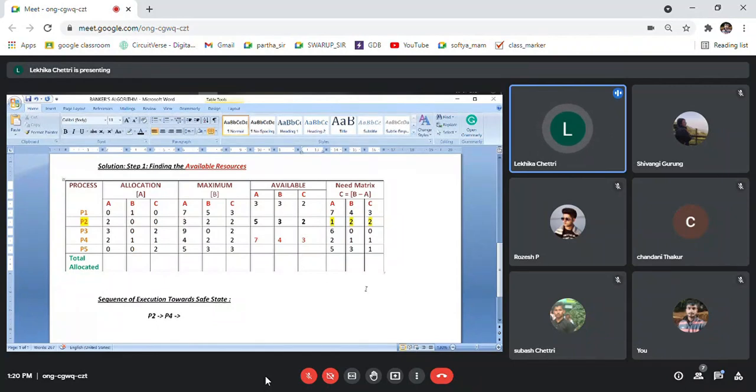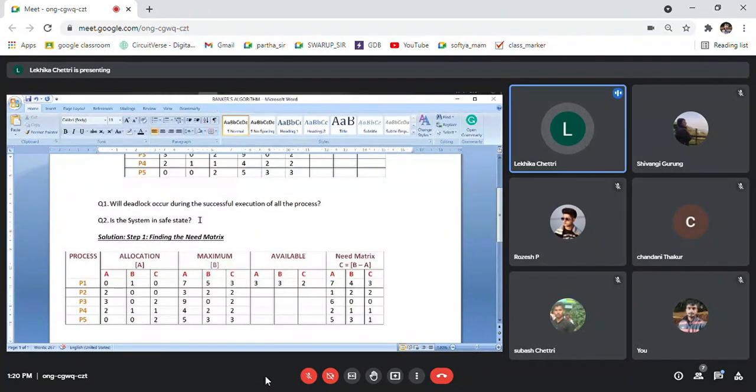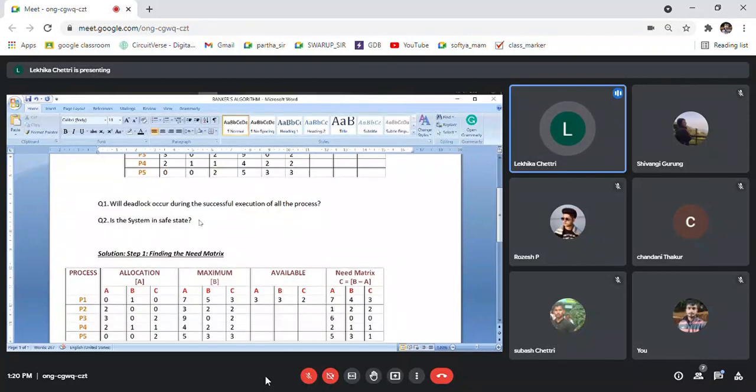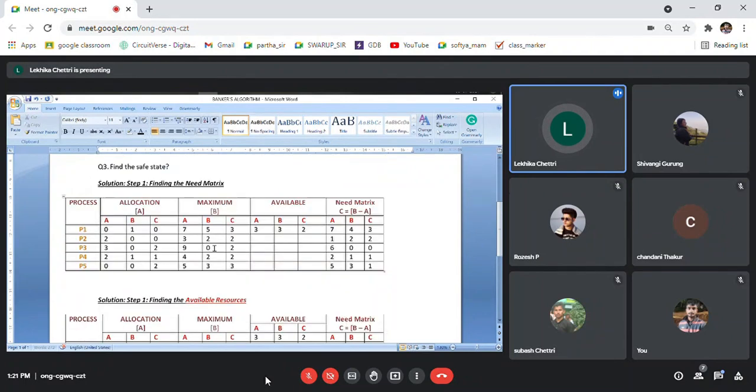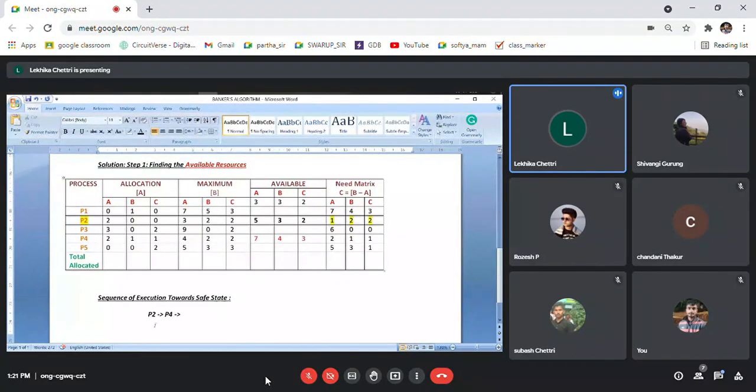Find the available matrix, and also don't forget to write this sequence, because the question here is: is the system in a safe state? You can also be asked to find the safe state in your competitive exams or in a university exam. If they are asking to find the safe state, they are asking about this sequence. That means the operating system will allow first P2 to execute, then P4 to execute, the rest you will find. Solve it.